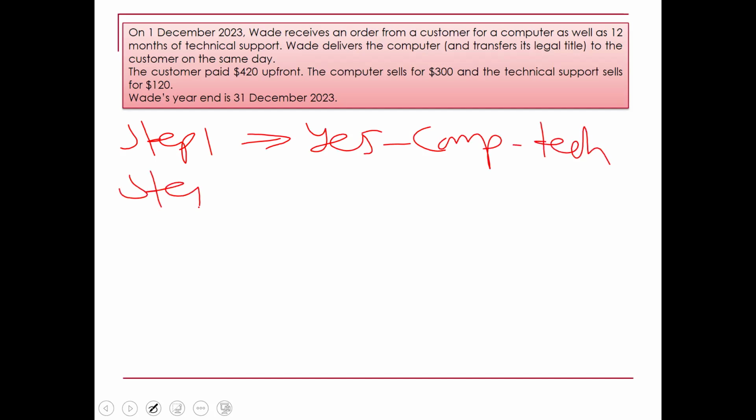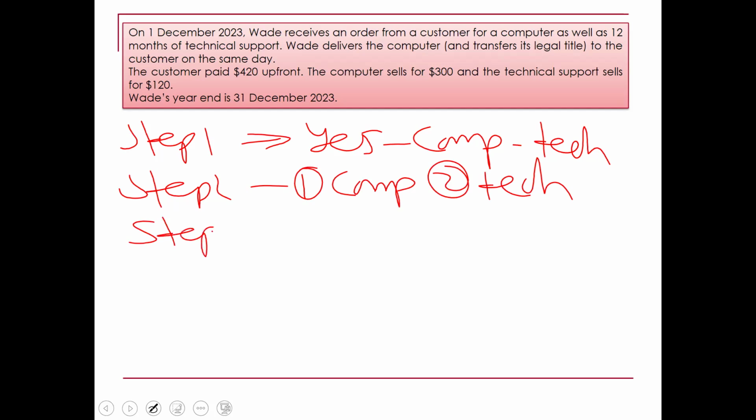Right. Then we want to go to step number 2. So what are our obligations as the seller? What are we obliged to do? So number 1, we are obliged to transfer ownership of a computer. We are also obliged, number 2, to offer technical services. So these are the 2 obligations that we have. We go to step number 3.